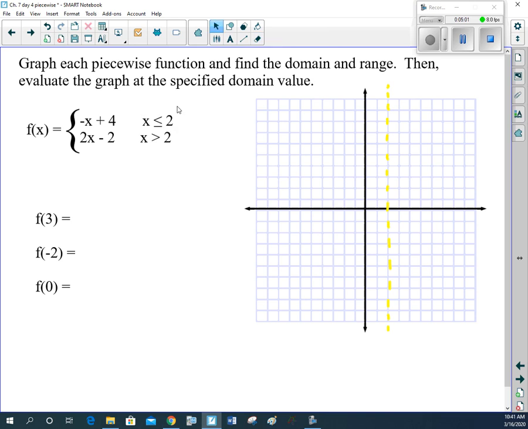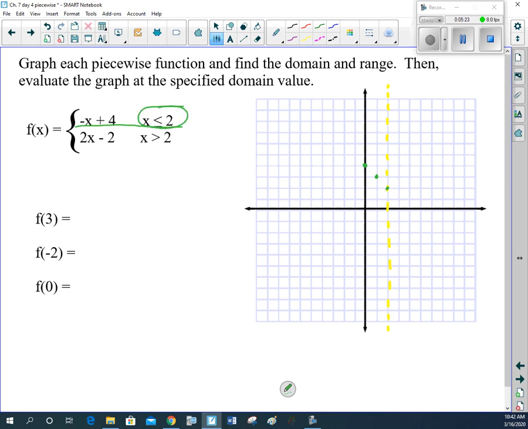So the first line says that we're supposed to go up to 4, and then I'm going to do this function right here with this domain. So I'm going to go up to 4, 1, 2, 3, 4, and then the slope is down 1 over 1.